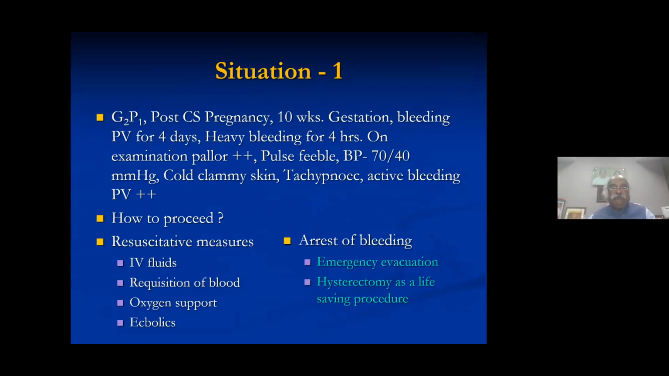The obstetric scenario. These are some of the obstetric scenarios. Situation 1: second gravida para 1, post-seizure, pregnancy of 10 weeks gestation, bleeding for 4 days. She came with heavy bleeding for 4 hours. On examination, she has moderate degree of pallor, pulse is feeble, BP is 70 over 40 millimeter mercury, cold clammy skin, tachypneic, active bleeding per vaginum continuing. Here, I think it's very simple. One should say yes, it's an incomplete abortion.